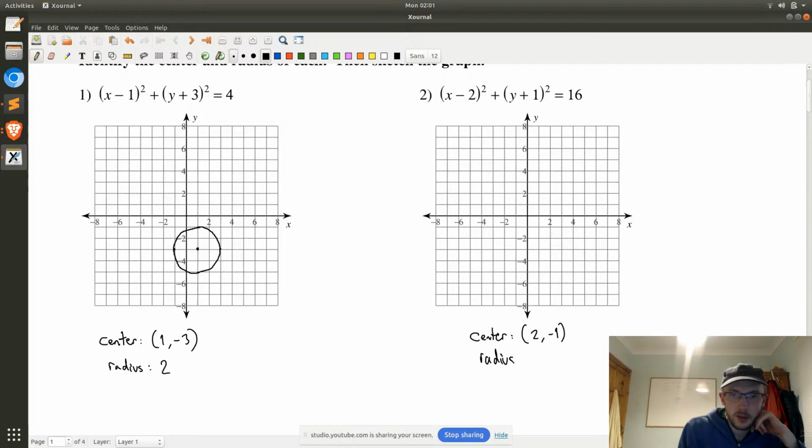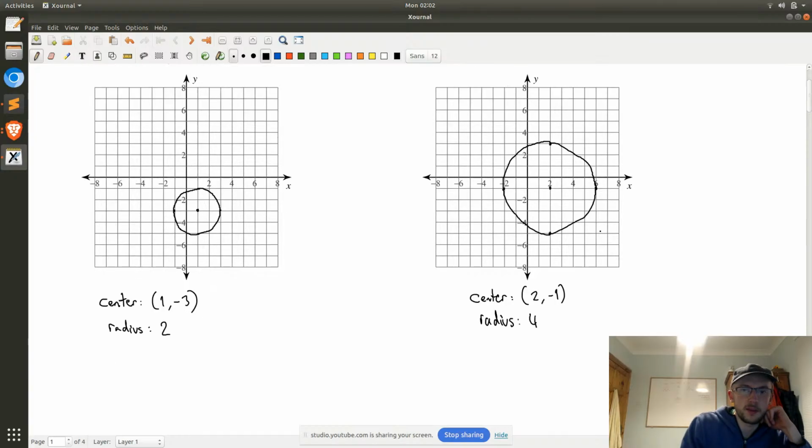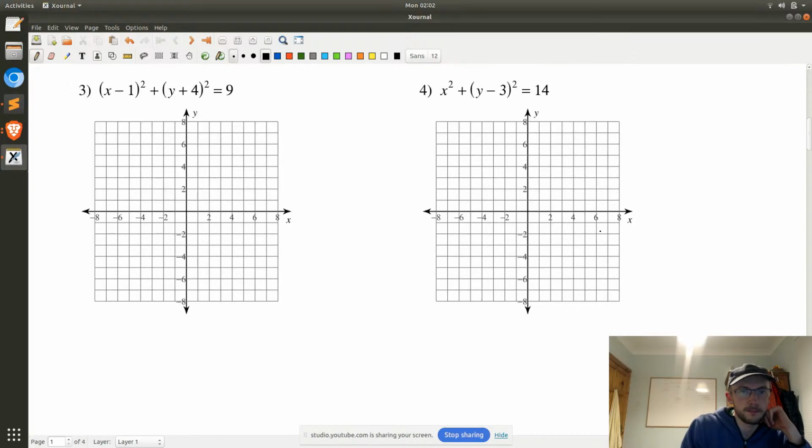2, comma, -1. The radius is 4. 2 along, 1 down. A radius of 4. Something like that. Something like that. One arc there, another arc there, another arc there, another arc there. These are just sketches.